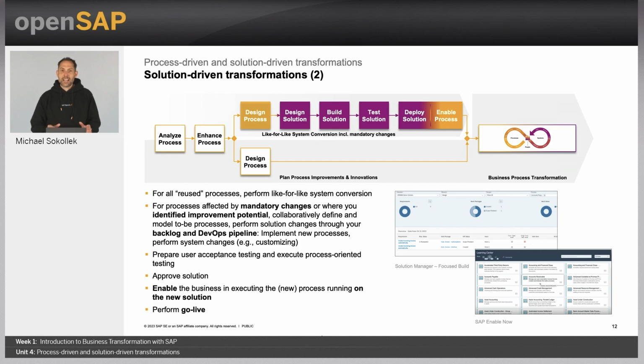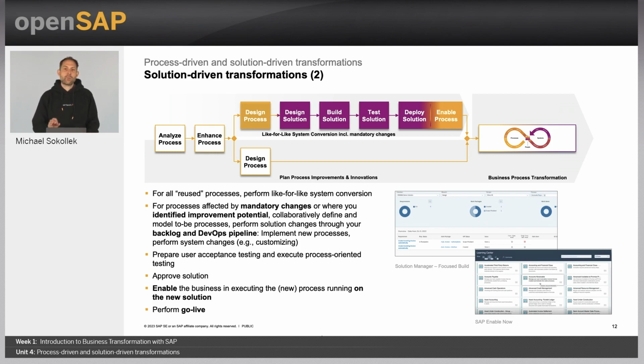Processes that have been designed are handed over to solution architects and are translated again into the solution design. This step is supported by the integration of SAP Signavio with SAP Solution Manager. An implementation of new processes or changes to existing processes is done. User acceptance testing is executed in a process-oriented manner, as previously in the process-driven transformation, and if successful, results in approval of solution. Users are enabled about the new or redesigned processes, again, prior to the go-live.